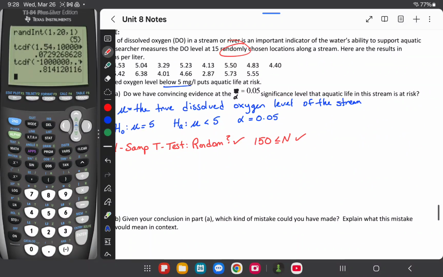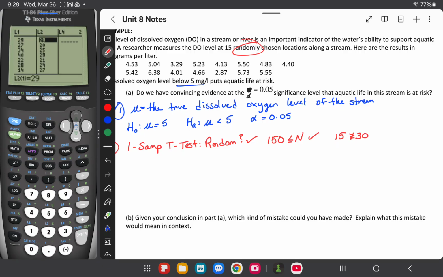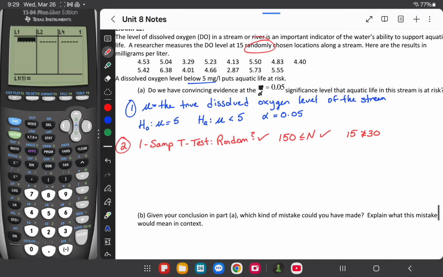Last but not least, it does not say anywhere in this problem that the population is normal, and unfortunately 15 is not at least 30. So this is going to be one of those times where we actually have to graph this data and look to see if it is approximately normal and make sure it doesn't have any outliers and skew and things like that. So in the stat menu of our calculator, let's go ahead and edit. Let's get rid of any data that's in there. So clear out your list 1, list 2, and so on. And we'll go ahead and start to type these numbers into list 1. So if you want to fast forward in the video so you don't have to watch me type the numbers in, you certainly can.